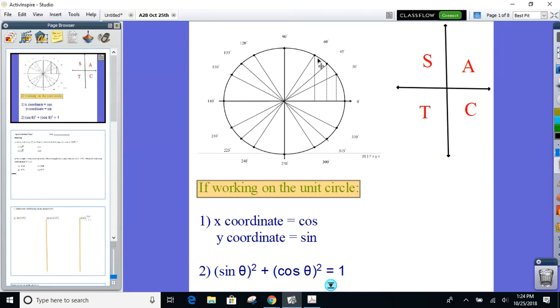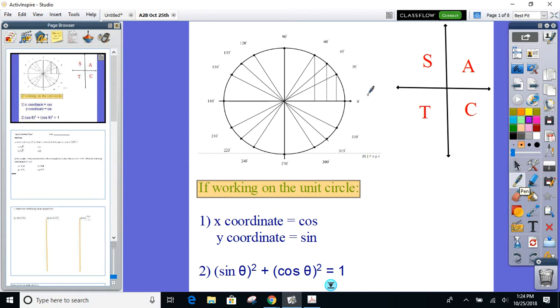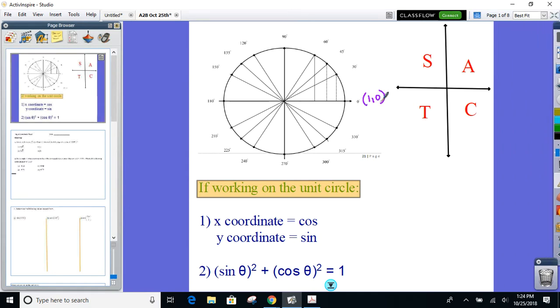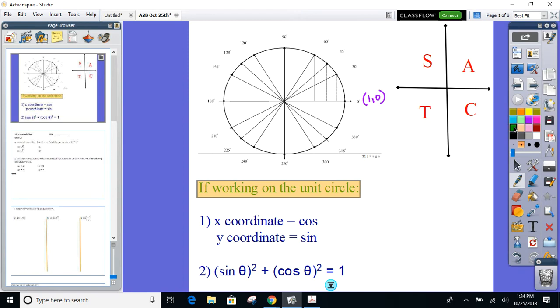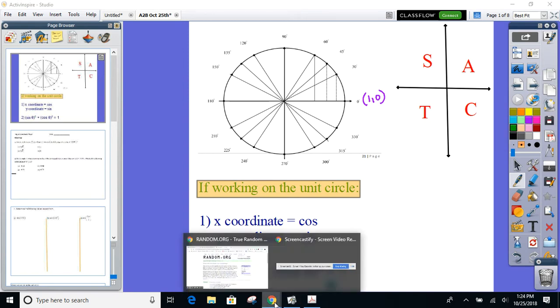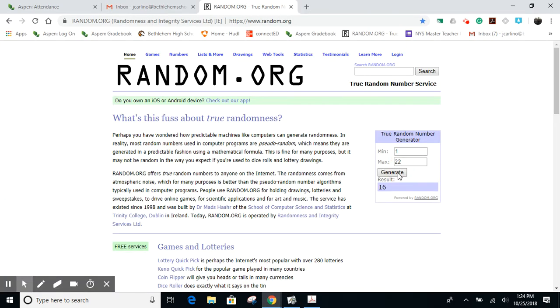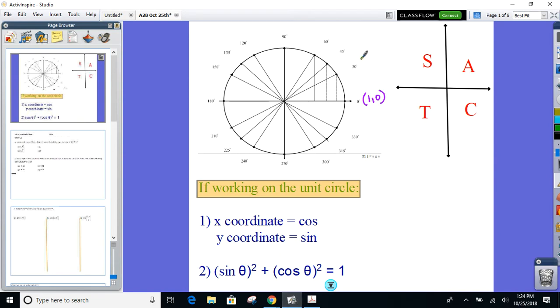Let's start with 0 degrees. What is the point on the unit circle at 0 degrees? 1, 0. Okay, let's move up the ladder here. How about at 30 degrees? My point at 30 degrees.